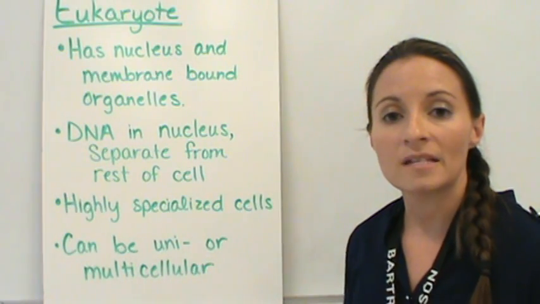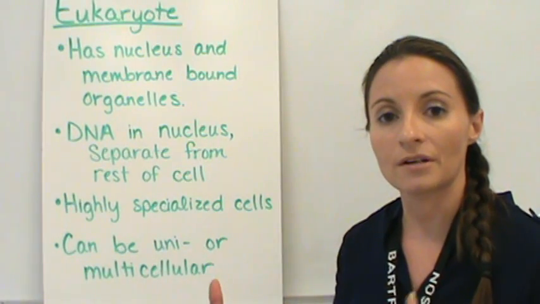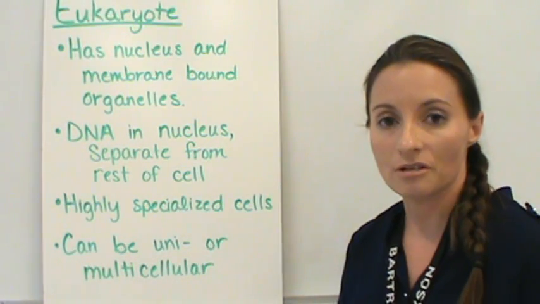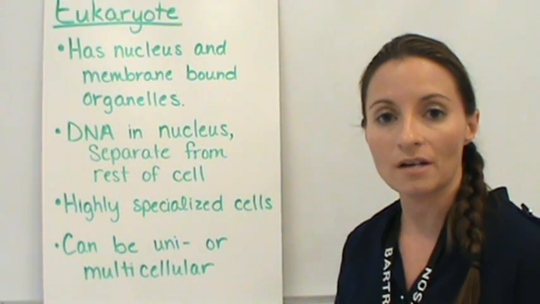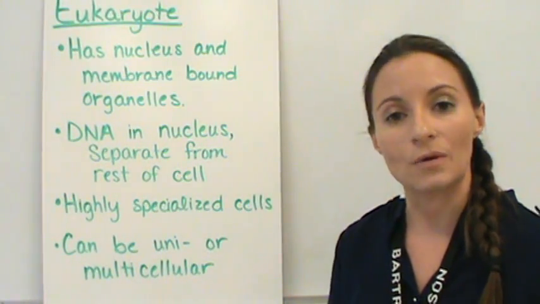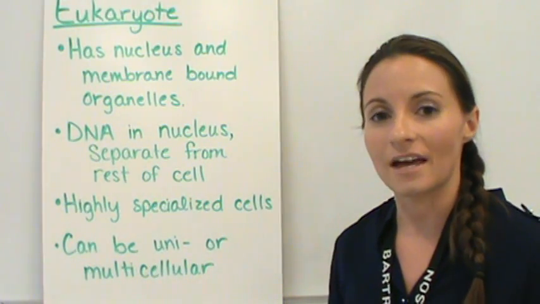So, basics, if you're going to look at a cell and you don't know the difference if it's a prokaryote or eukaryote, the one thing you're going to be looking for is a nucleus. If it does not have a nucleus, it's going to be a prokaryote. If it does have a nucleus, it's going to be a eukaryote. So there's some differences between your prokaryotes and your eukaryotes.